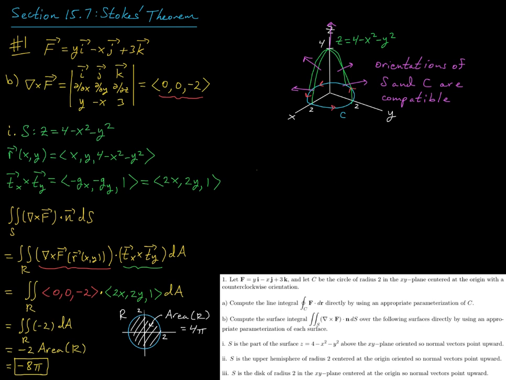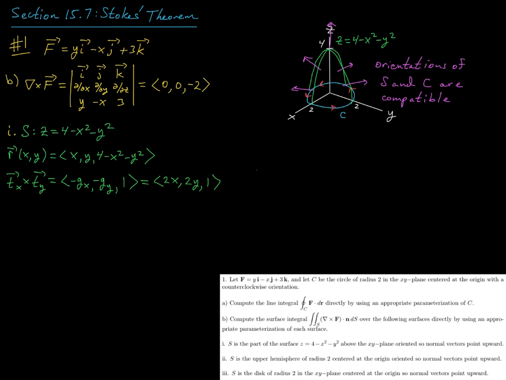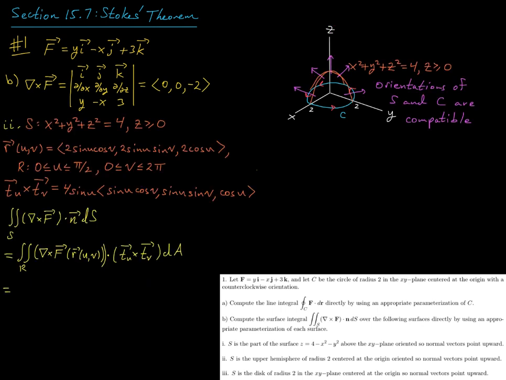So again, the circulation across the surface S is equal to the circulation of the vector field along that boundary curve. Cool. Now let's look at the next part. Here, our surface is the upper hemisphere of radius 2, centered at the origin, and it's oriented so normal vectors point upward. Here is our surface, and since we're using these upward pointing normals, the orientations of the surface and the boundary curve are compatible.